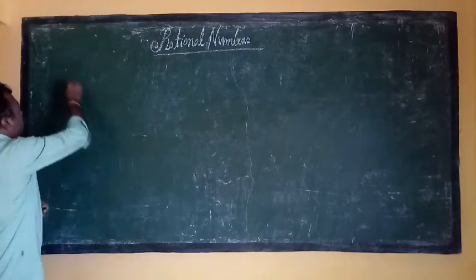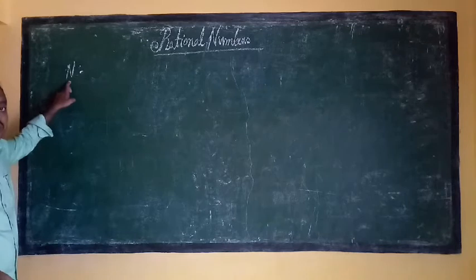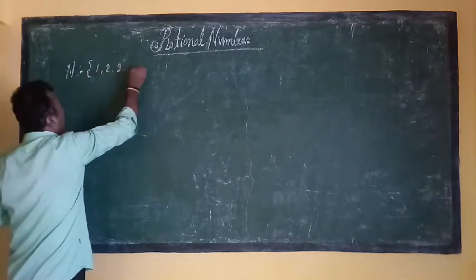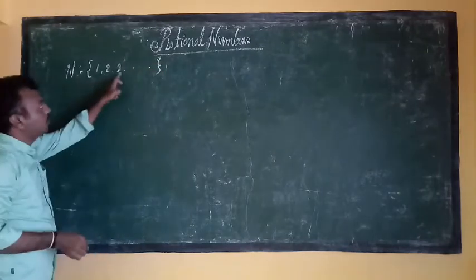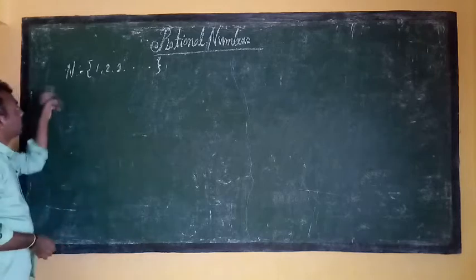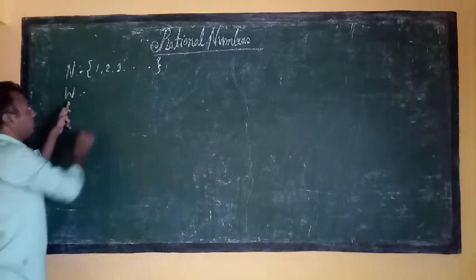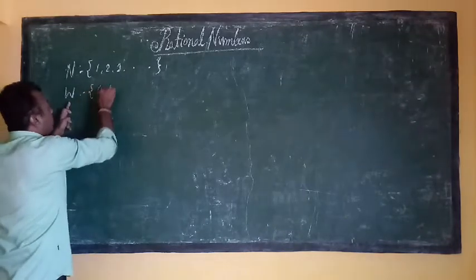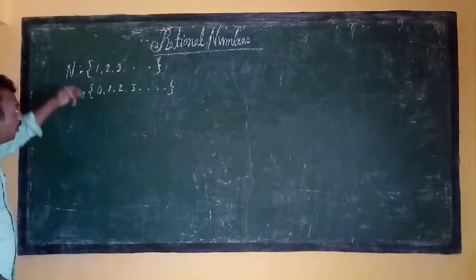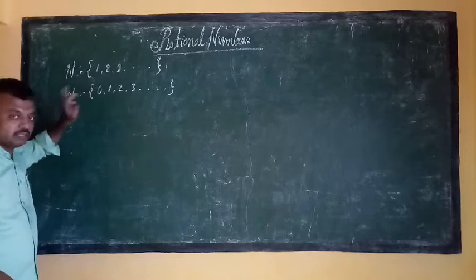So students, first of all I will take the natural numbers. Natural numbers are represented by the letter N. Natural numbers means the counting numbers 1, 2, 3, 4, etc. up to infinity; that is why they are called natural numbers. Then whole numbers are represented by the letter W. The set containing natural numbers along with 0 is called whole numbers. So every natural number is a whole number, but every whole number is not a natural number, except 0, correct?